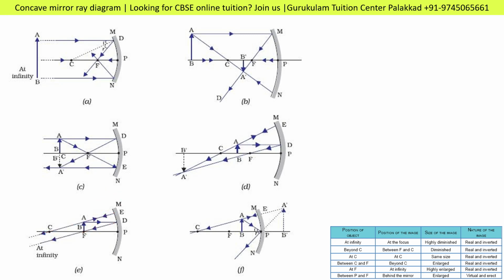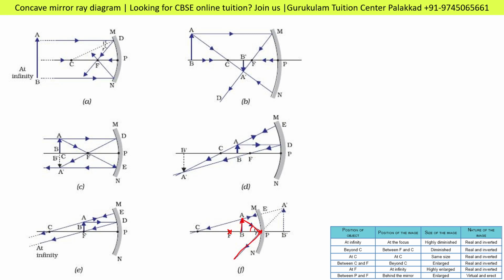And the last case, the sixth case, the most important case, like what? The object is placed in between the focus and the pole. So this is the position of our object. The first light ray is coming to the pole and it is reflected here.